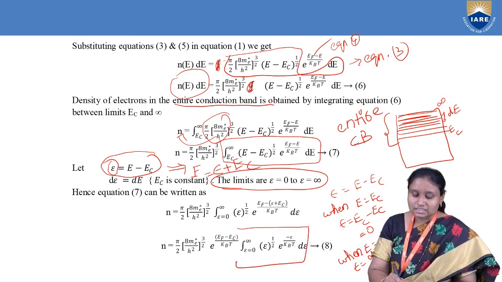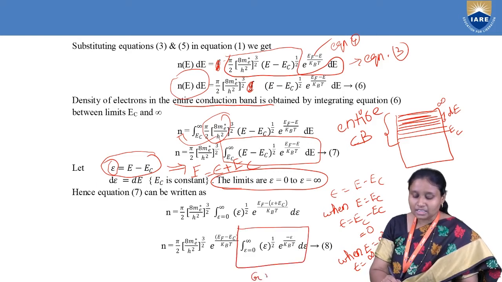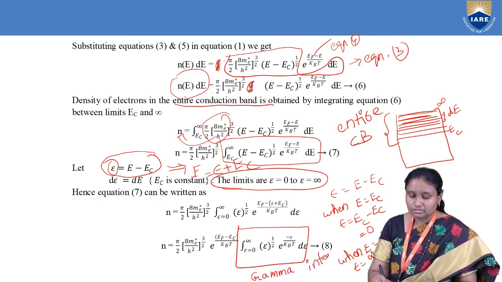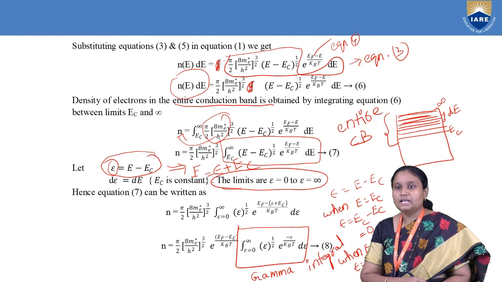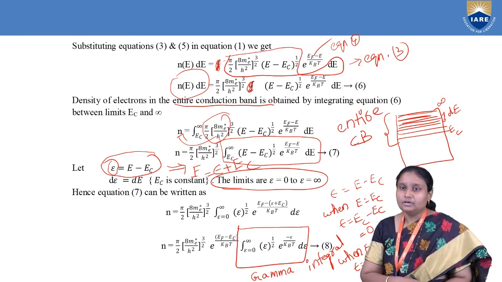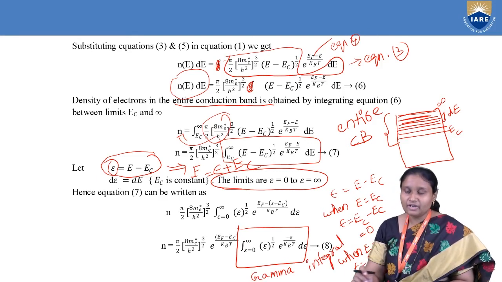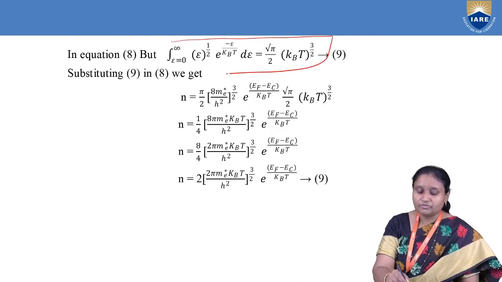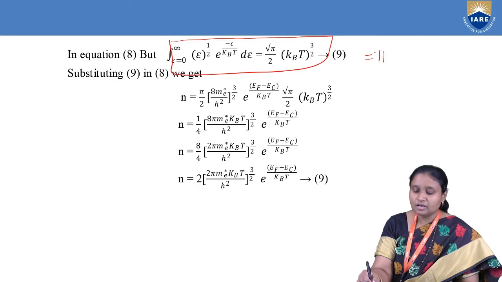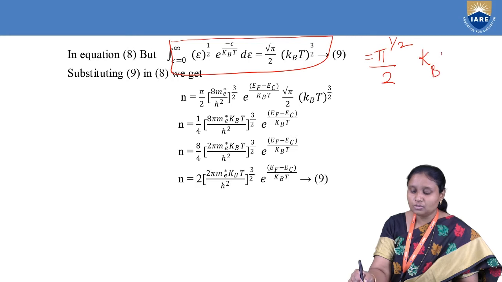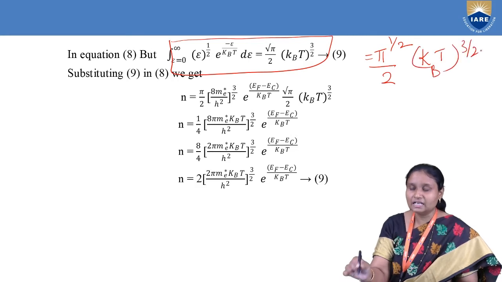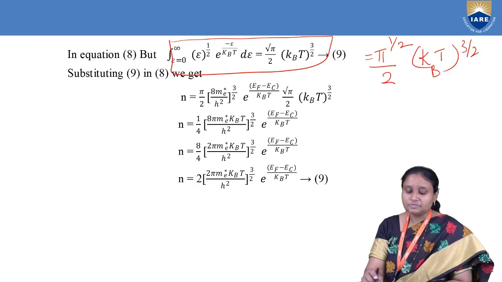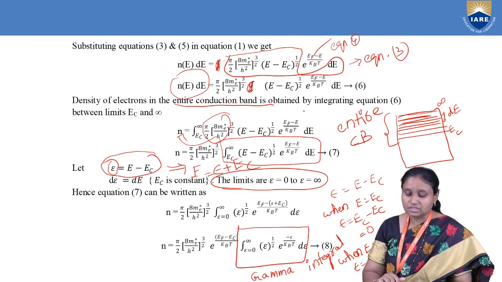Now what is this? This is nothing but the gamma integral. There is one standard value for this gamma integral, and it is given by this formula. The value of this gamma integral is pi to the power of half by 2 into kBT whole to the power of 3 by 2. This is the standard gamma integral value. We are going to substitute that value in our previous equation 8.